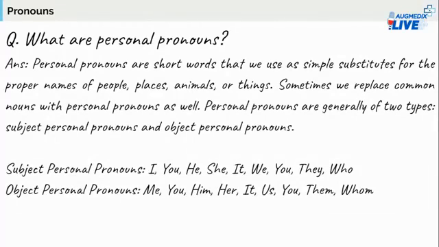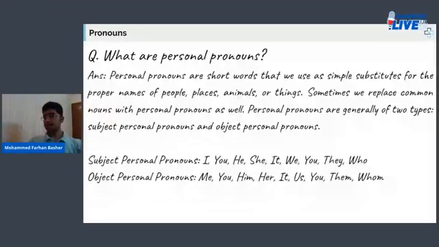So as we can see here, personal pronouns are short words that we use as simple substitutes for the proper names of people, animals, or things. Sometimes we replace common nouns with personal pronouns as well. Personal pronouns are generally of 2 types: subject personal pronouns and object personal pronouns, right?